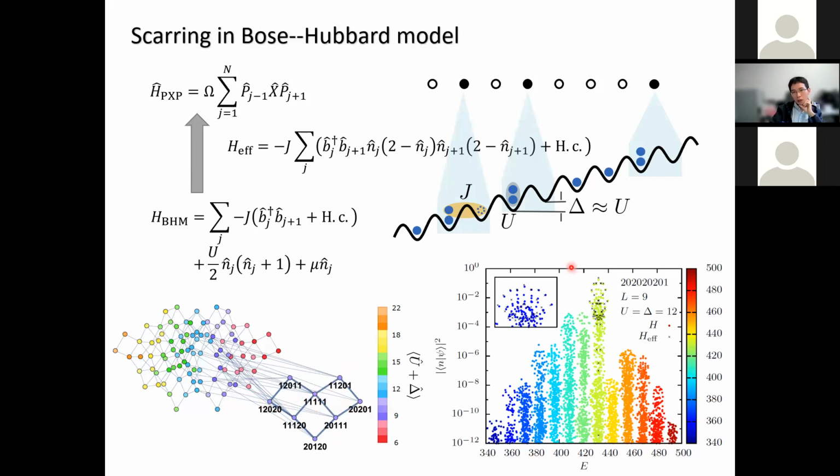Now we can map this Bose Hubbard model to the PXP model by mapping this 2-0 configuration to the one excitation. And if the system just oscillates between this 2-0 and 1-1 configuration, this will be equivalent to a spin flip in your system.